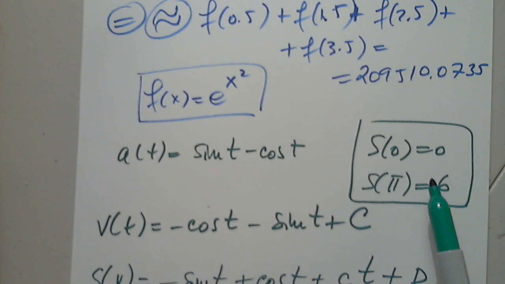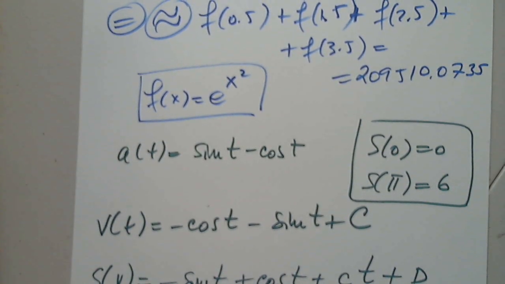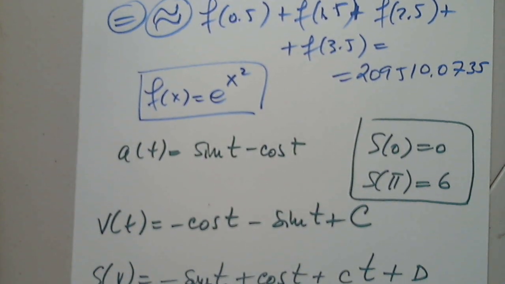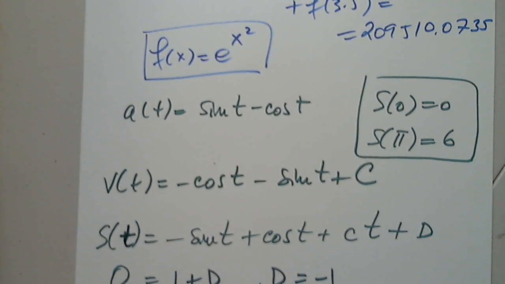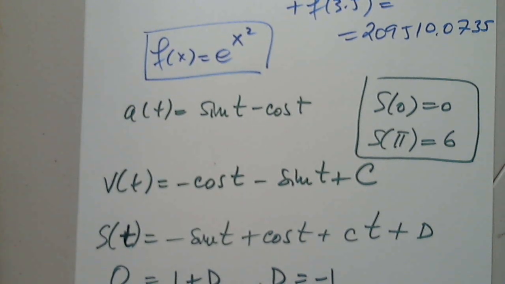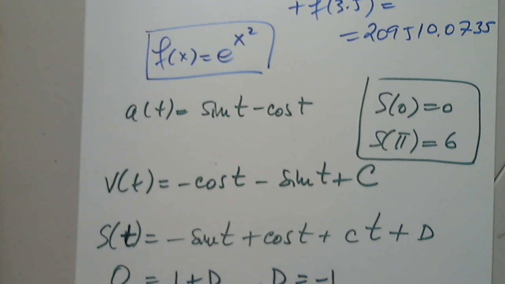Now I have to use the two conditions. s of 0 is 0. 0 equals 0, 1, 0 plus d. So d equals negative 1. So for now, I have s of t as negative sine t plus cosine t plus ct minus 1. I meant minus 1.